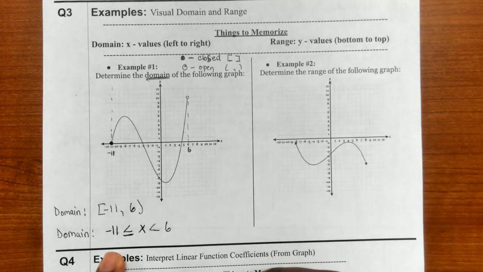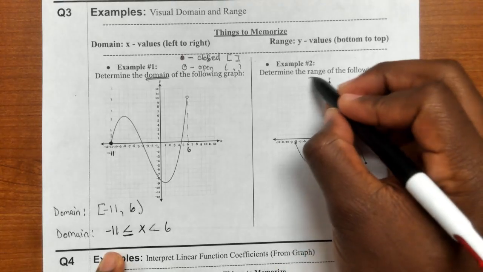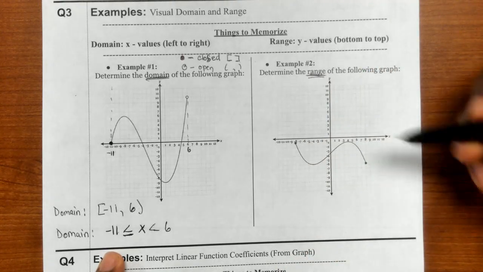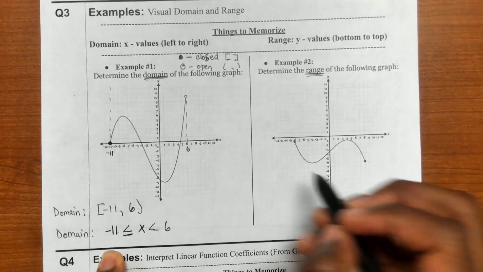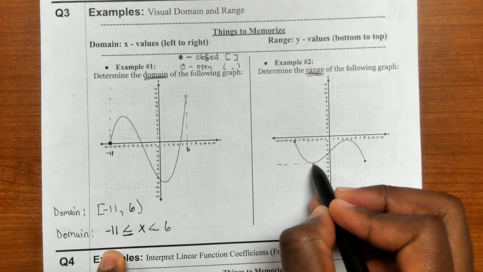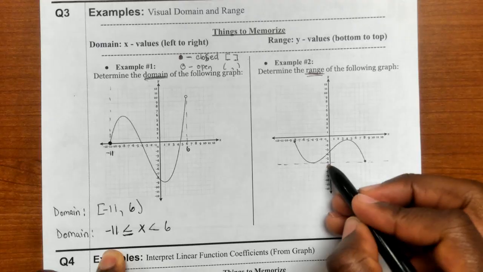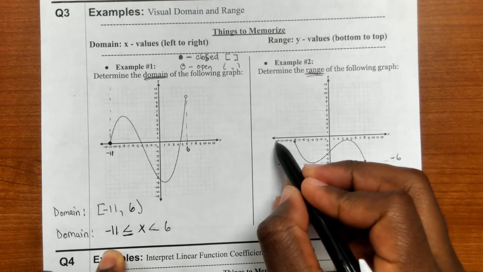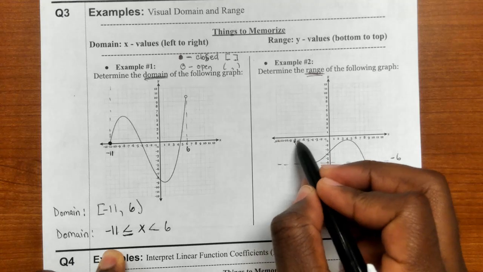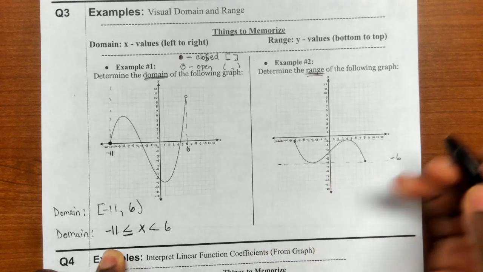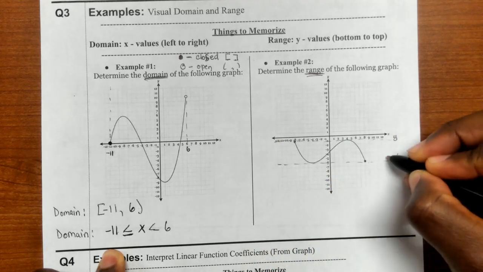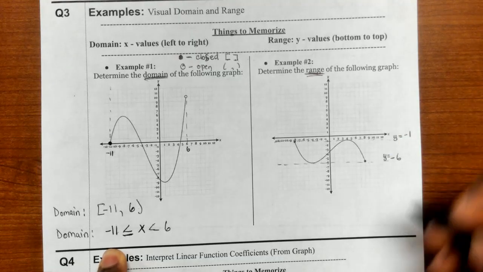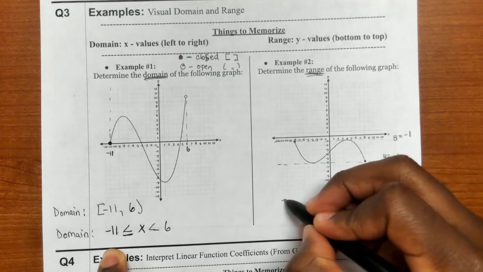All right, so let's do the range. The range are your y values. You need to go from bottom to the top. The lowest point right here, I'm going to use dotted lines to represent it, is when y is negative 6, and then the highest point would be when y is negative 1. So that means we started at negative 6.